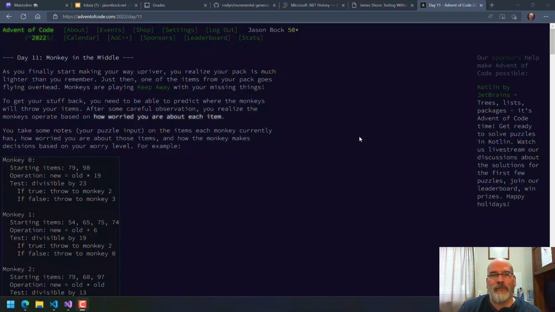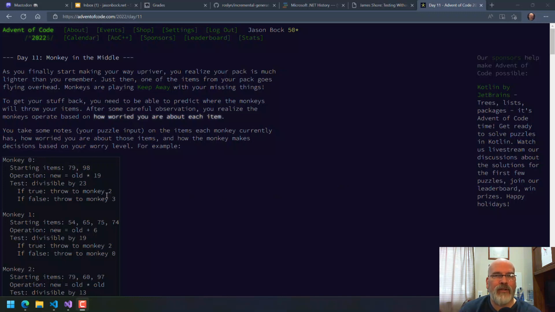The second part, though, takes away something where you're dividing your worry by 3. And so it essentially makes the accumulation of the answer grow wildly. And you can't use an int, you can't use a long, and even if you use a big integer, the time it takes is just astronomical. So you have to find a way to keep the number small. And a friend of mine who is doing this too, not the guy that I work with, but another friend of mine, he's been doing this and he's like, I cannot figure out part 2 of day 11.